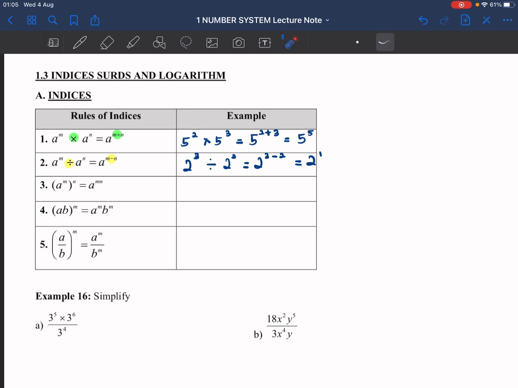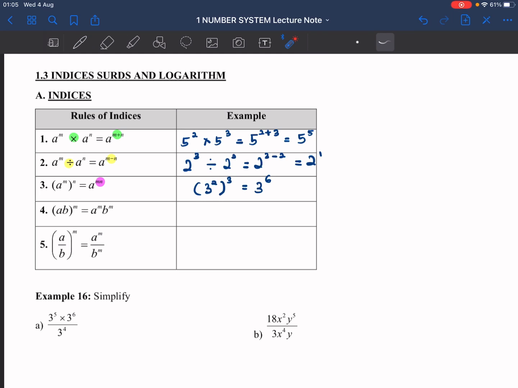Okay, so the next one we have a to the power of m, to the power of n. Okay, contoh saya bagi, kita ada 3 square, kita powerkan lagi dengan cube. Okay, 3 to the power of 2, power by 3. So apa rules dia dekat sini, kamu kena darabkan dia. Okay, so kena darabkan dia. So we have 3 to the power of 6. Okay, 2 kena darab dengan 3.